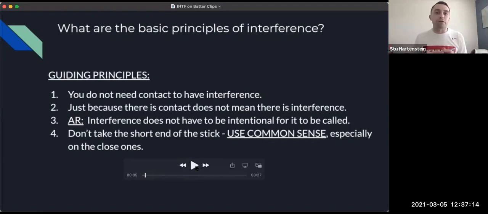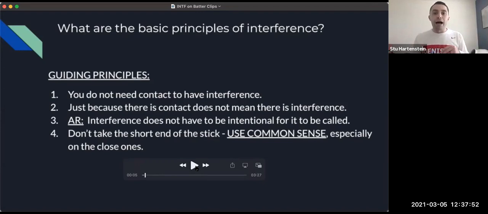But just a couple of guiding principles to think about with regards to interference. And if this triggered a light bulb, like, hey, yeah, I was thinking about that, we're in a good place. First of all, you do not have to have contact to have interference. So contact is not necessary to have interference. But at the same time, just because there is contact does not always mean there is interference. While contact definitely is an indicator that you may have something, it doesn't always determine yes or no, you do have something. So that's the first guiding principle with regards to contact. You don't need contact to have interference, but just because there is contact doesn't mean there is always interference.